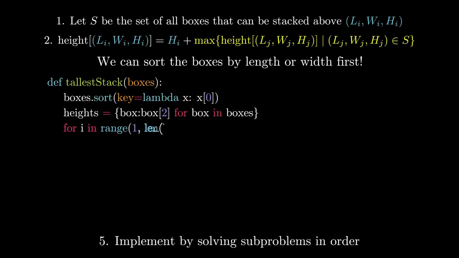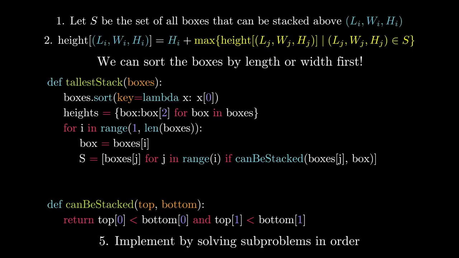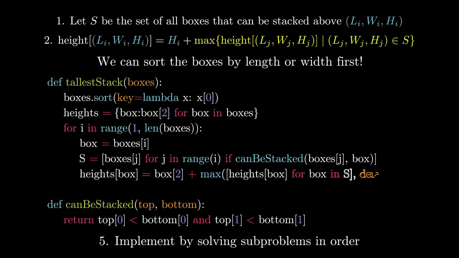Then we iterate through indices from 1 to the number of boxes, select a specific box, and then find the set of boxes that can be stacked above the current box. We can define a helper function can_be_stacked, which will essentially do a quick check based on the given constraint. Now, following the general relationship that we have defined, the tallest stack with the current box as the base will be the sum of the current box height with the maximum height over the set of identified subproblems. After iterating through and solving all the subproblems, the tallest stack is simply the maximum height found amongst all subproblems. Again, this is just one of the many ways to solve the problem.